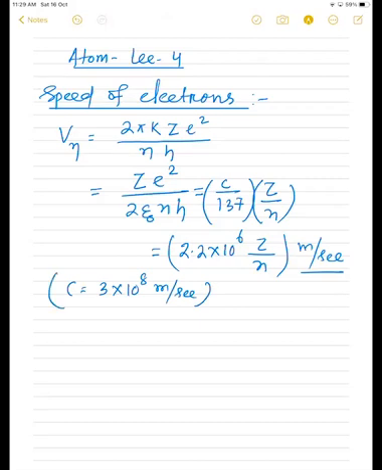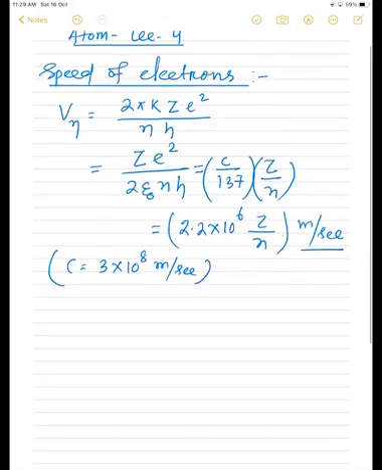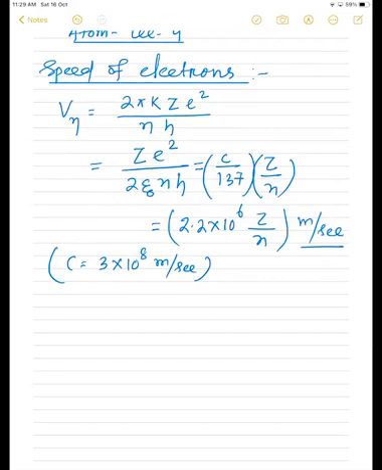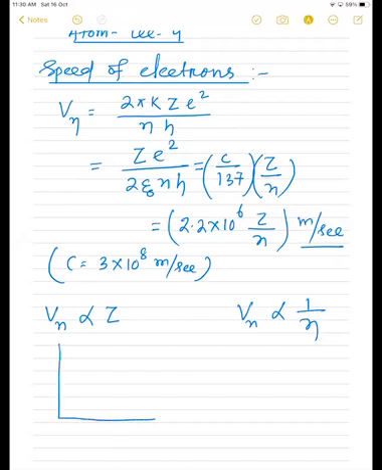As yesterday you learnt about the radius, like that you can also find the speed in the orbit. Here you can see the speed is directly proportional to Z, and inversely proportional to the orbit number n. That means the farther the orbit, the lower the speed. If it goes farther out to L, M, N, first orbit, second orbit, third orbit, its speed decreases gradually, and the reason is genuine: the distance from the nucleus keeps increasing, so the centripetal force is less and the speed becomes a little lower.